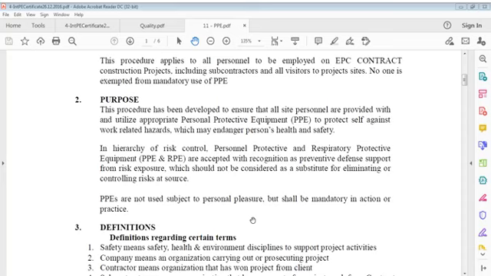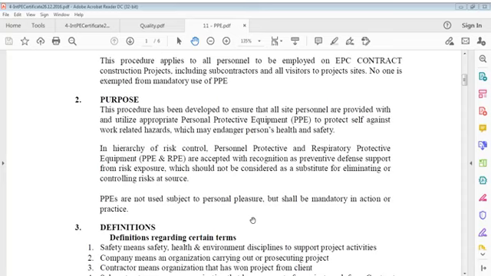The purpose is that a procedure has been developed to ensure that all site personnel are provided with and utilize appropriate personal protective equipment, in short PPE, to protect themselves against work-related hazards, or like the COVID-19 epidemic or pandemic, which may endanger personal health and safety.